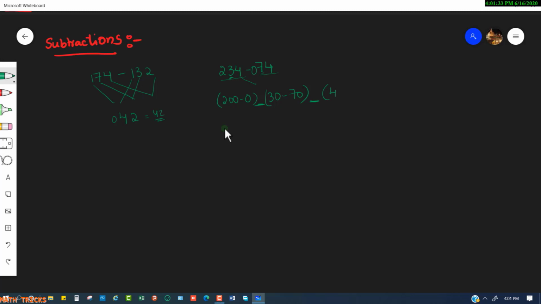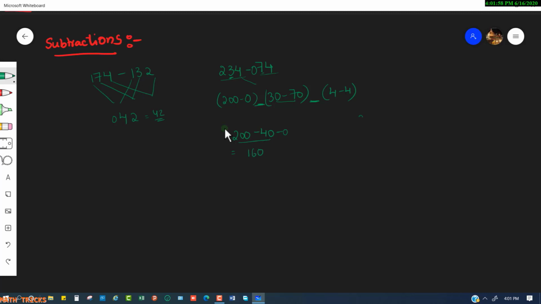So here 4 minus 4, exactly, right? So you can write like this. So now 200 minus 0 means how much? 200. So from this here, what is the result? 30 minus 70 means minus 40. You can write like this. And here, what is the result? 0 minus 0. Here we got 200 minus 40, which means 160.